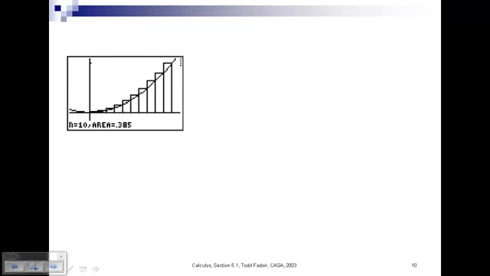Now, believe me, that's still an overestimate. It's still an increasing function. 0.385 is still too much, but it's closer to the real answer.